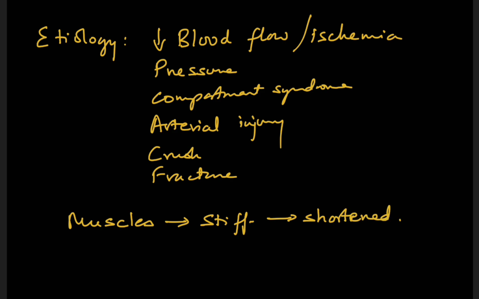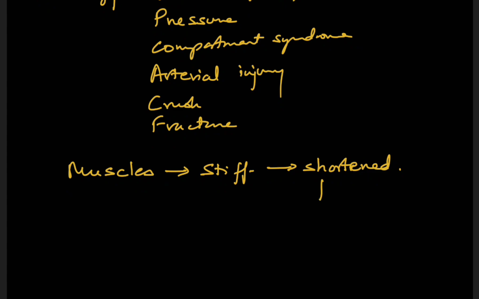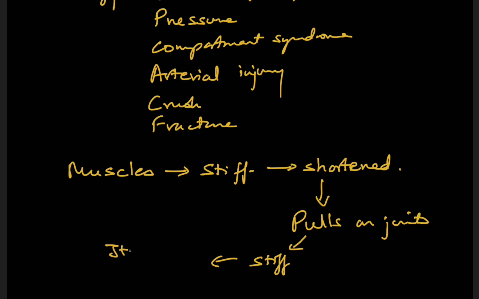When the muscles shorten, it pulls on the joints at the end of the muscle, just as it would if it were normally contracted. But because it is stiff and does not relax like normal contraction and relaxation, the joints remain bent and stuck in that position.